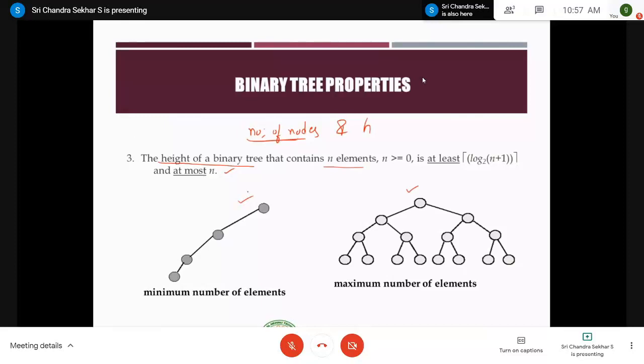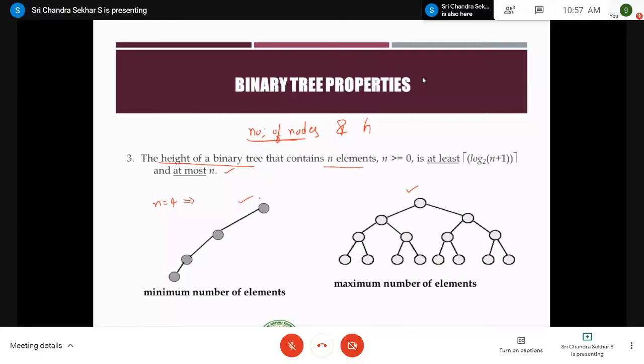Let me check this formula, right? For example, you take this minimum number of elements, 3. Here n is equal to 4. N means the number of nodes. If n is equal to 4, what can be the minimum height?